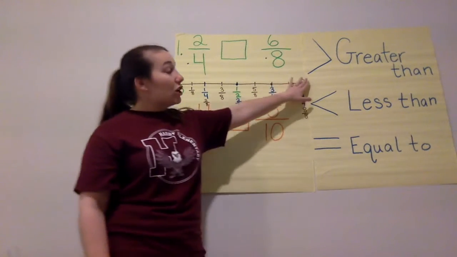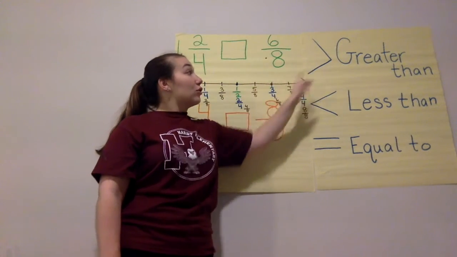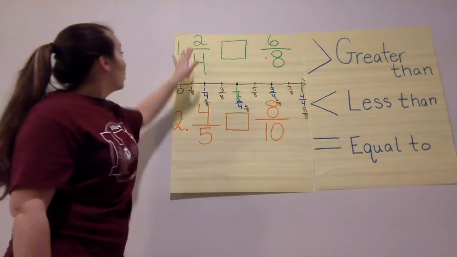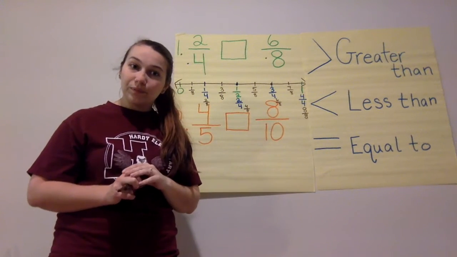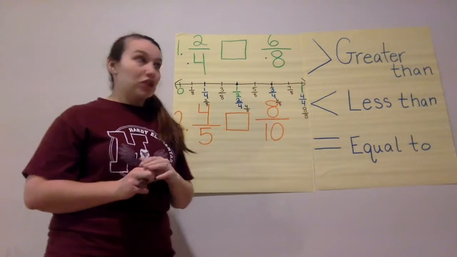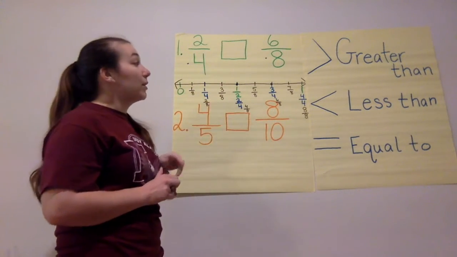So let's look over at our signs. We have this as our greater than. So 2/4 greater than 6/8. Is that true? Nope, because 2/4 is smaller. It's further back on our number line.